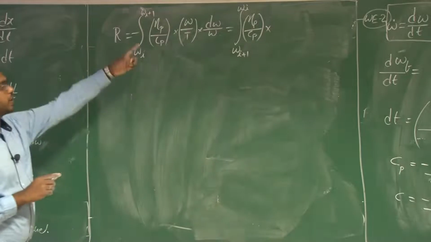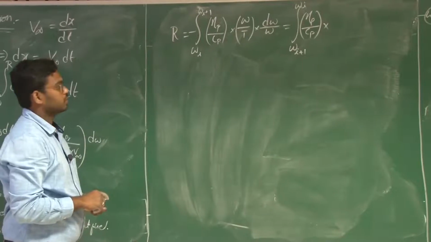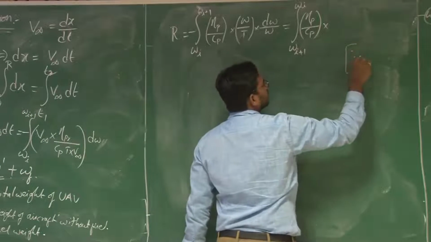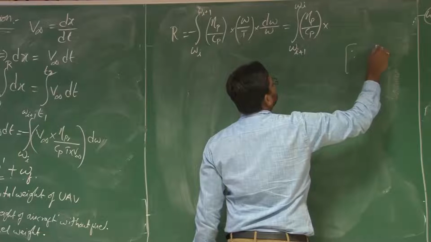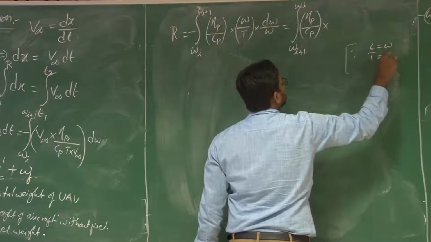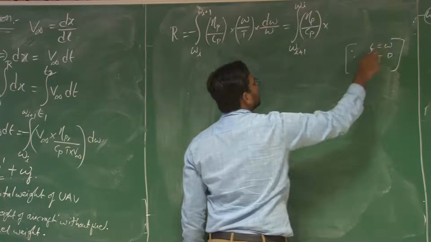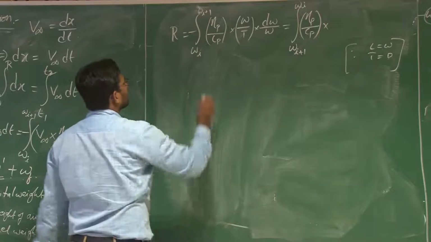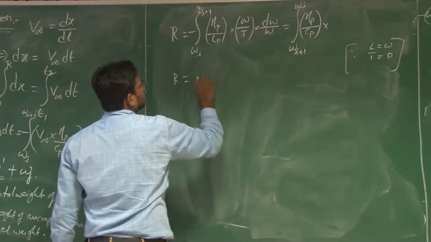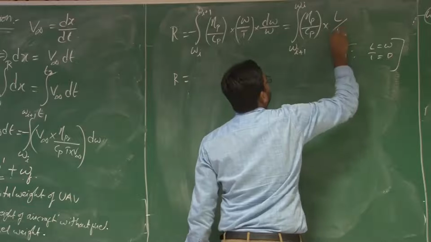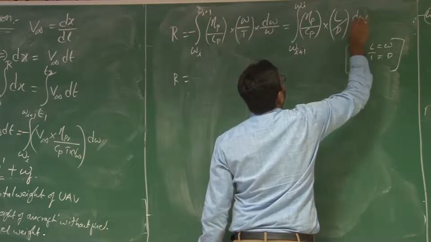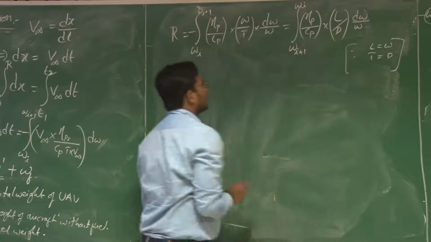what is W by T? Since this is cruise, from C1 and C2, L is equal to W and T is equal to D. So W by T is L by D. I can substitute L by D in this equation. This equals L by D into dW by W.